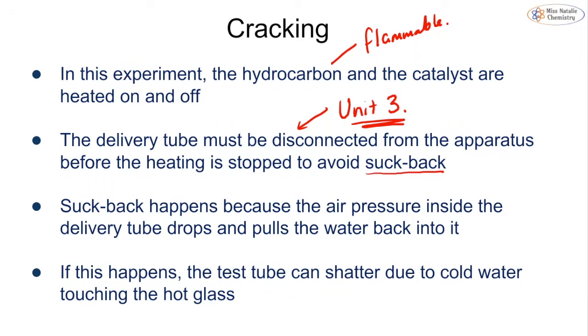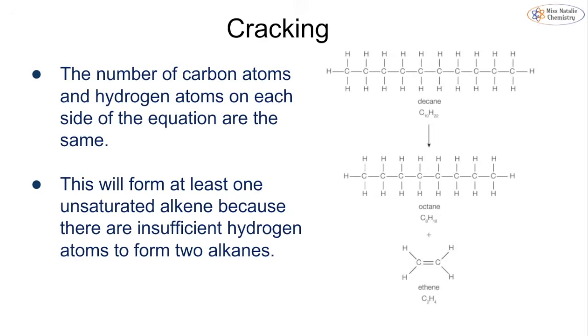Suckback will happen because the air pressure inside the delivery tube will drop once we take the heat away, because it's cooling down. What happens is it pulls the water back in through the delivery tube, and if that goes into the hot test tube, then the cold water touching the hot glass can cause the test tube to shatter. So this would be something that would be noted in a risk assessment, making sure that we don't want this suckback to happen, and we have to remove the delivery tube and then turn off the Bunsen burner or remove our heat source.